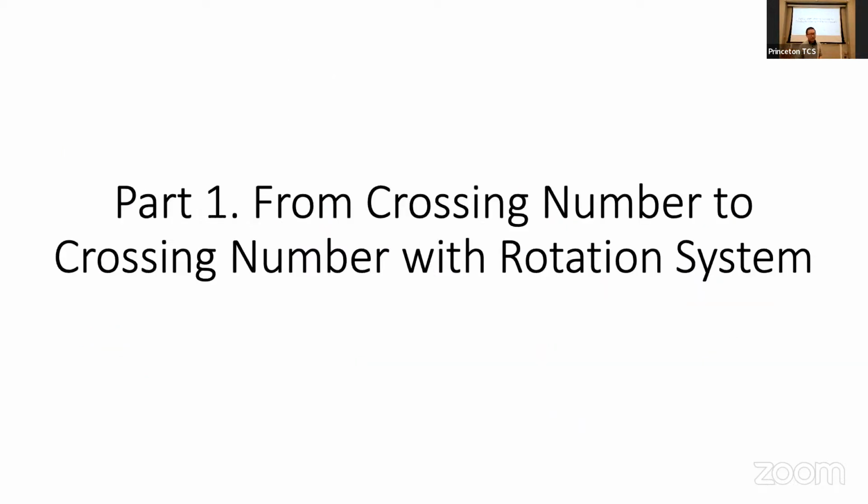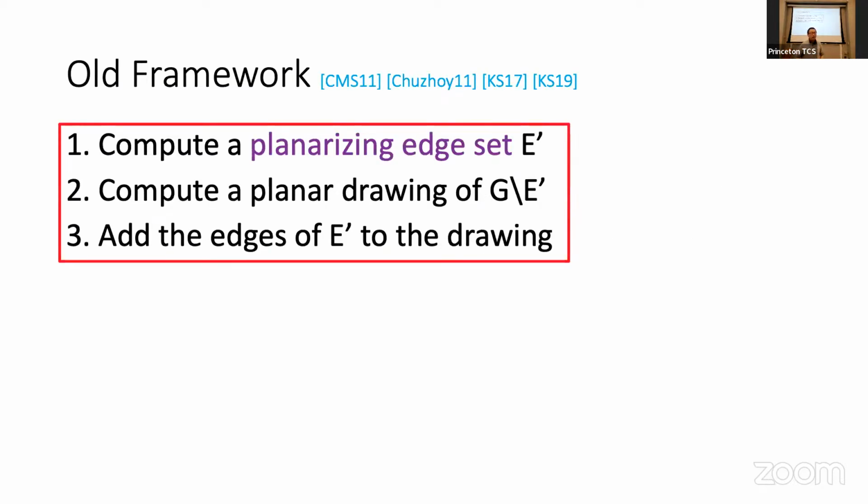Okay, so now let's dive into part 1. First, let's look at how previous works design algorithms for the crossing number with bounded degree case. They all use the same framework, which is the framework that we are going to get around. What is this framework? It's a very simple one.